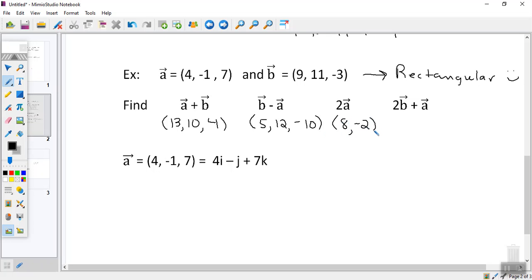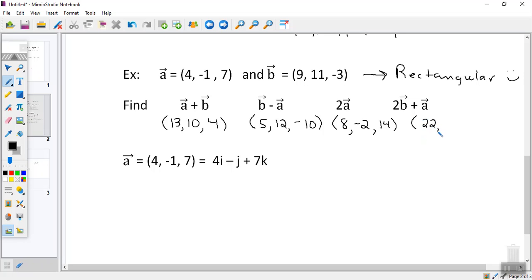Okay. And I do that all the time when I'm dealing with these right here. I forget that there's a third one there. And what's the last one? 14. Very good. Okay. You might want to take a shot at the last one. 2B plus A. Yeah, it's on you, Christian. So 18 plus 4, right? That's the x component of the vector. 22.